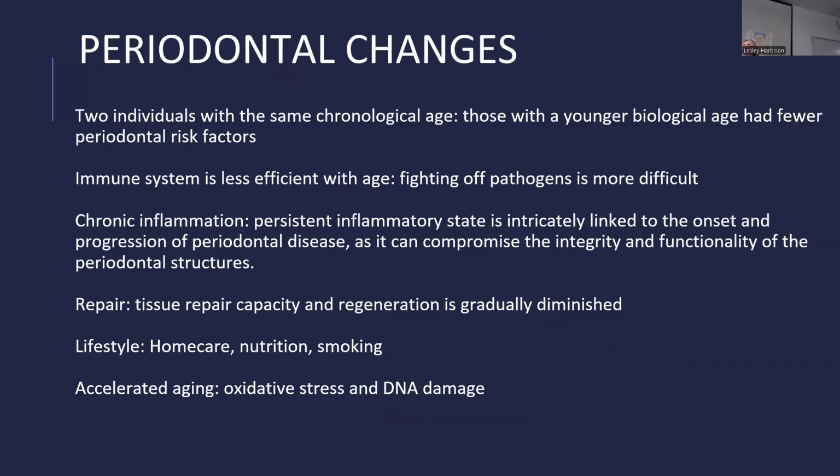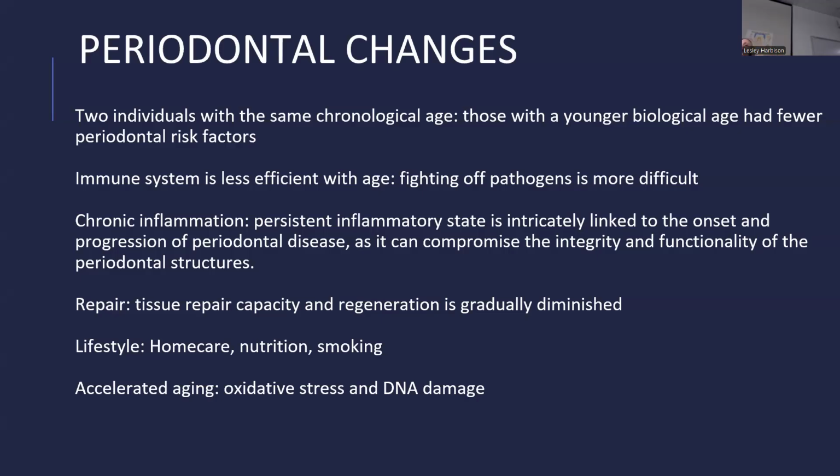So, periodontal changes. Two individuals with the same chronological age, one with a younger biological age, had fewer periodontal risk factors. So this is just saying that no two people are alike. No two 75-year-olds, 65-year-olds, 55-year-olds are perfectly alike. Somebody could have had different lifestyle habits, different overall health. And so you're not going to get old and automatically get periodontal disease. That's the take home point.